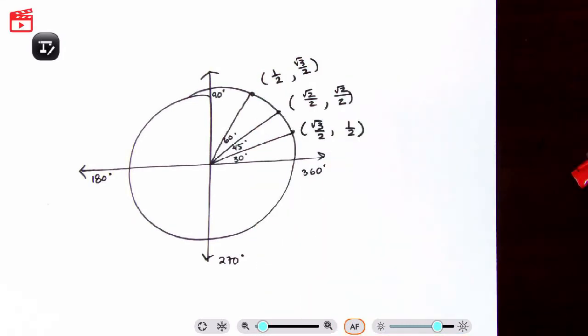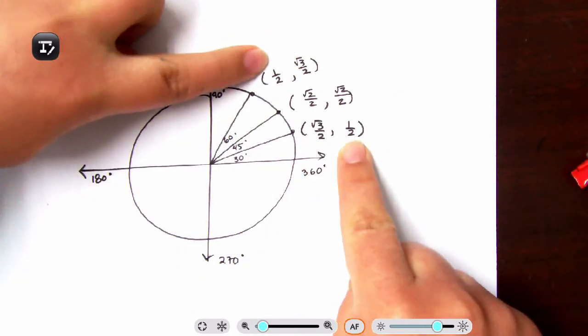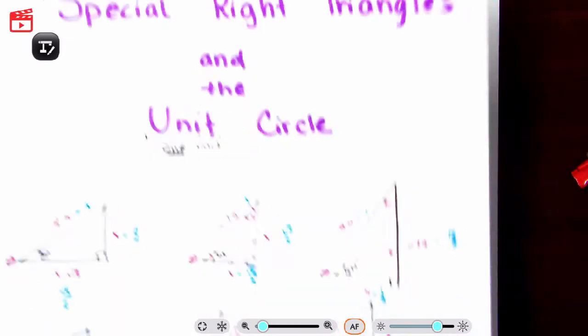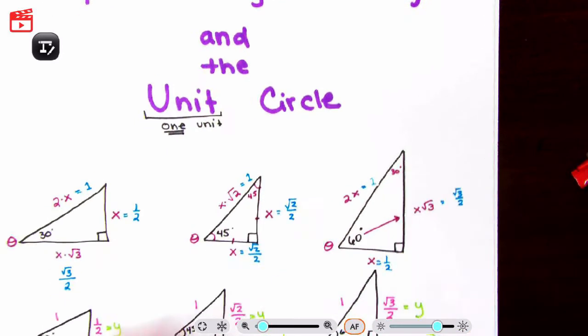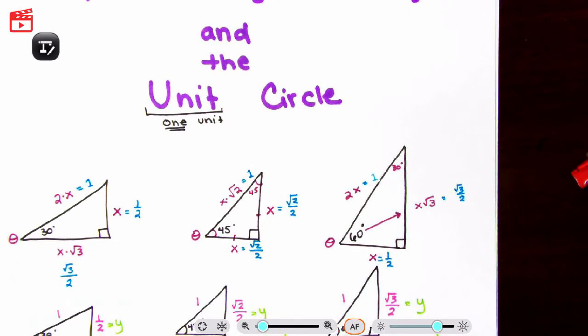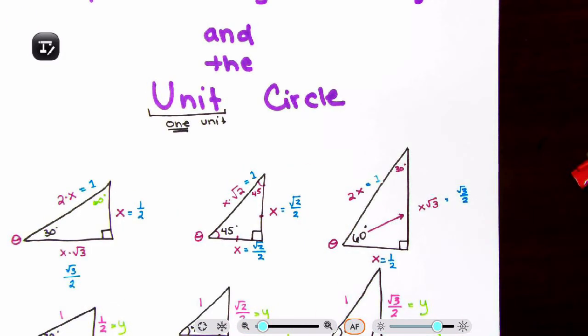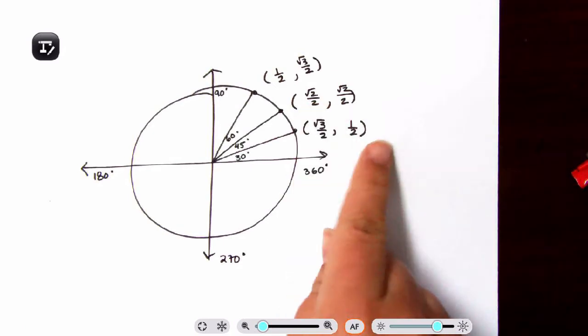And immediately you're going to start to notice some sort of similarities. Notice that for 30 and 60, one of them is root 3 over 2, the other one is 1/2. It just happens to be flipped. Well, if you look at a 30, 60, 90 triangle, notice that 60 and 30 are kind of flipped. Here's 30, here's 60, and then you flip them. And so that is why your x's and y's for the 30 and 60s are flipped as well.